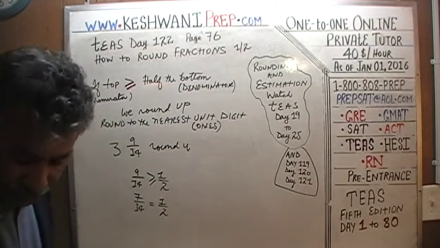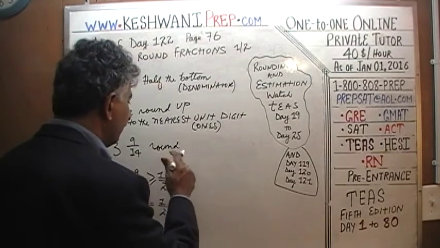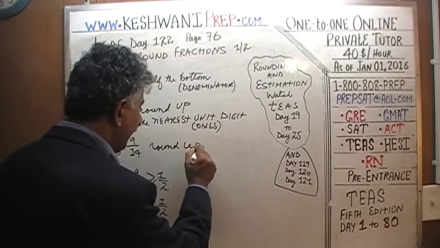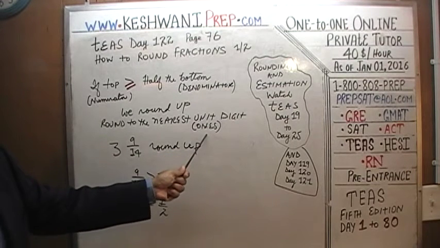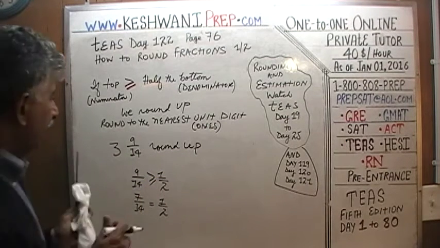Therefore, if you are asked to round it to the nearest unit digit or nearest ones digit, we have to round it up, and it becomes 4.